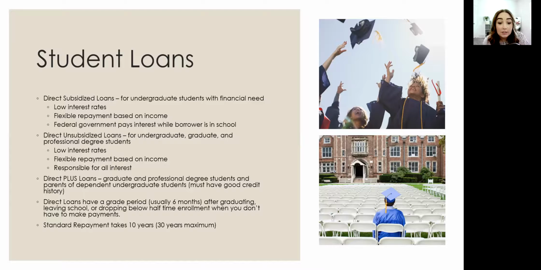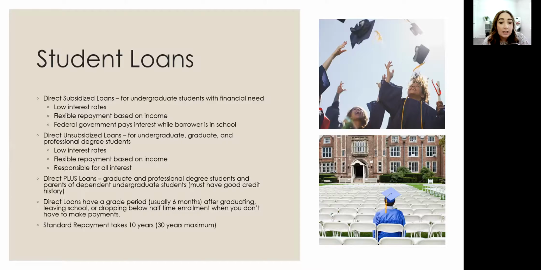The next one is direct unsubsidized loans. These can be used by undergraduates, graduates, and if you're getting a different type of degree. They're also pretty good options. They have low interest rates, also flexible repayment options, except you are responsible for all the interest. So you will still be responsible for paying the interest while you're in school. And that's the main difference between direct subsidized and direct unsubsidized. Subsidized means that the government is paying the interest for you while you're in school, which is really awesome. Those are probably the best kinds of student loans to get if you can.